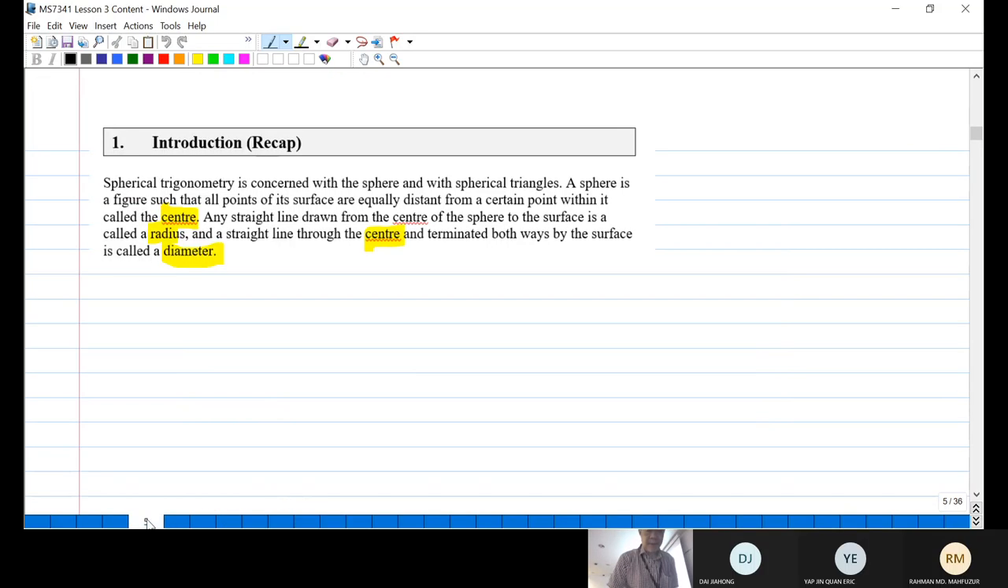So let's try to recap first what is the spherical triangle, right? All along we have had a triangle in a plane triangle. The plane triangle is very special because the three internal angles add together to always 180 degrees.